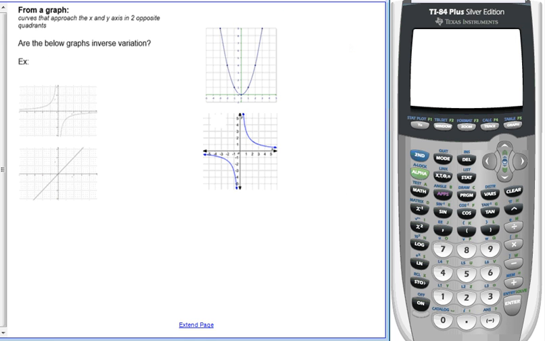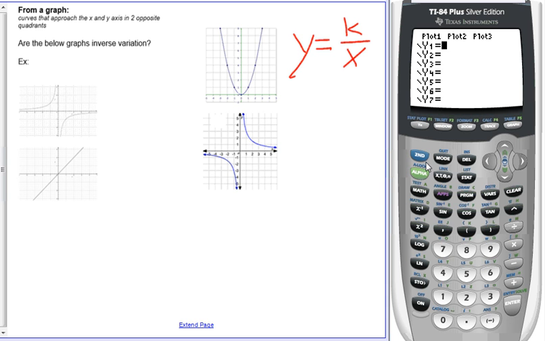All right, from a graph, you pretty much just need to know what it looks like. It looks like two curves in opposite quadrants. They're called hyperbolas, but it's two curves. And if you want to check on your calculator, remember that for inverse variation, the basic form is y equals k over x. So if you go to your calculator and you just enter in a number, say 5 divided by x, and hit graph, you can kind of see there and remind yourself what it looks like. It is two curves in opposite quadrants.